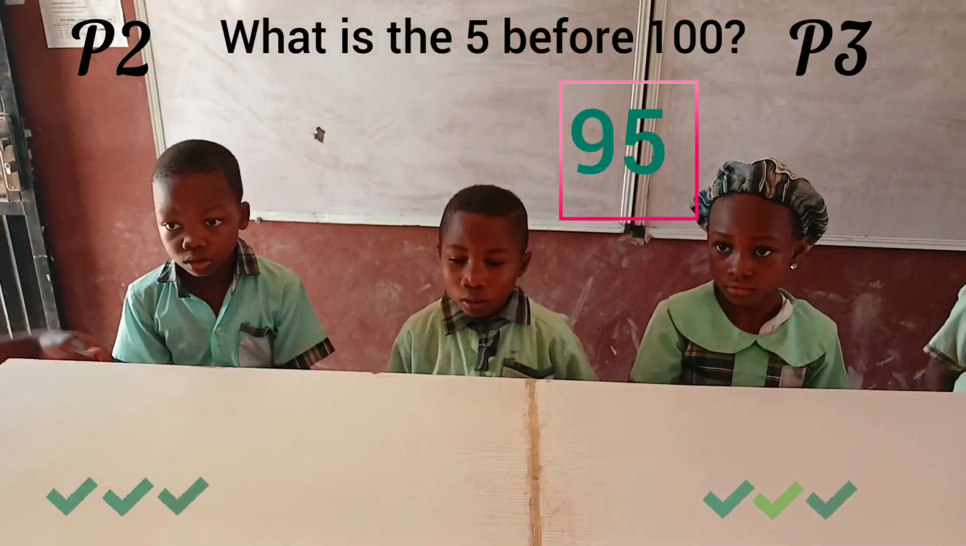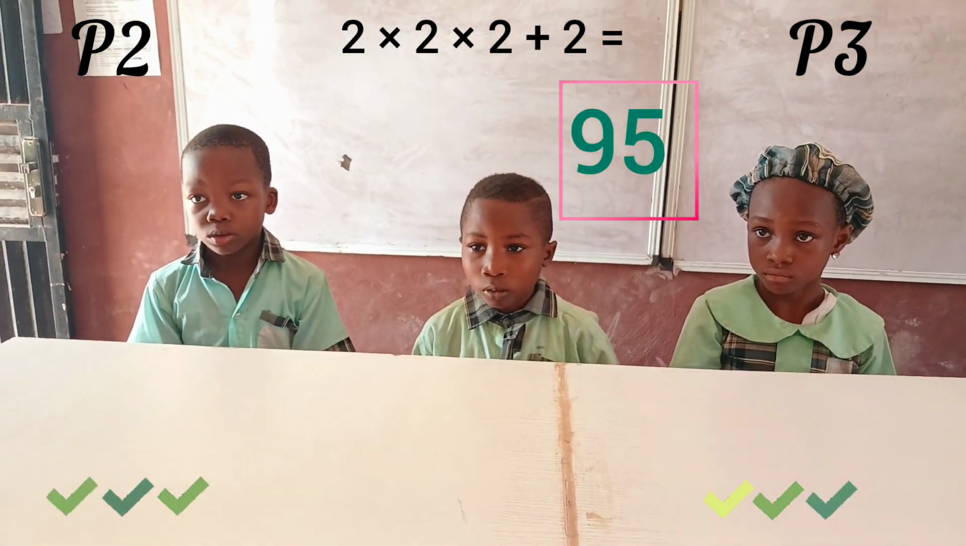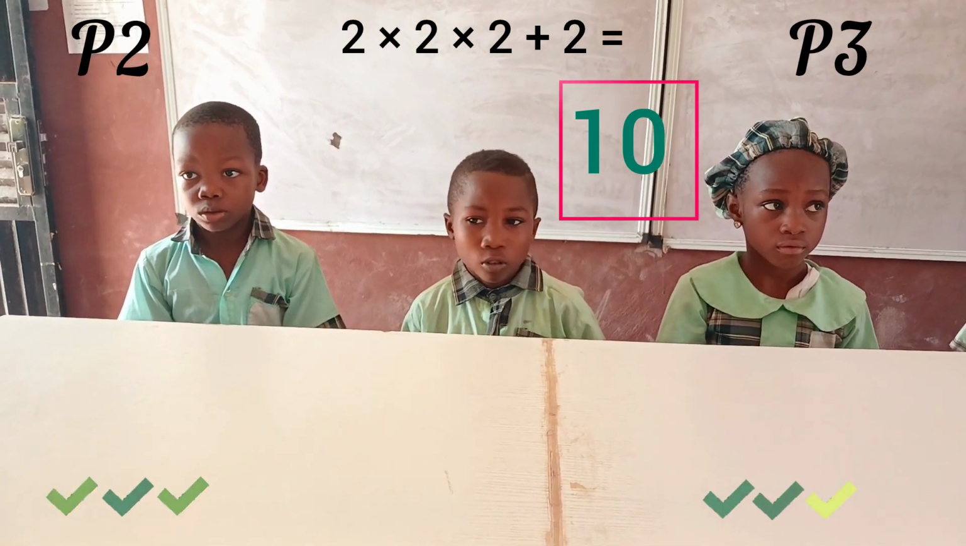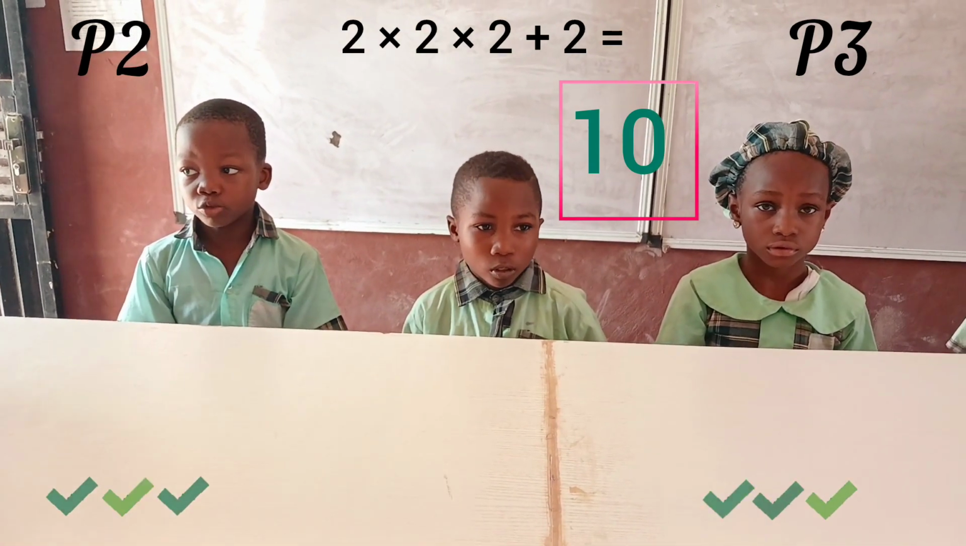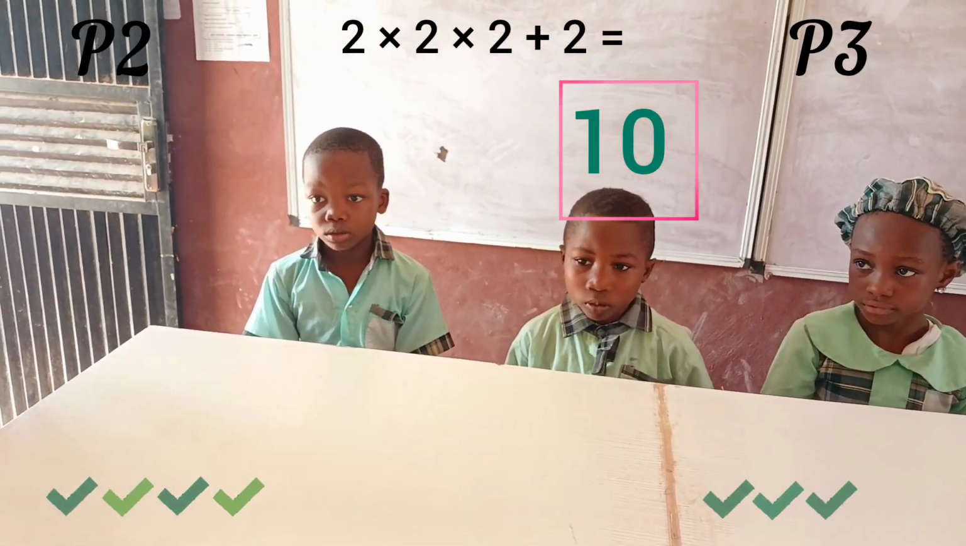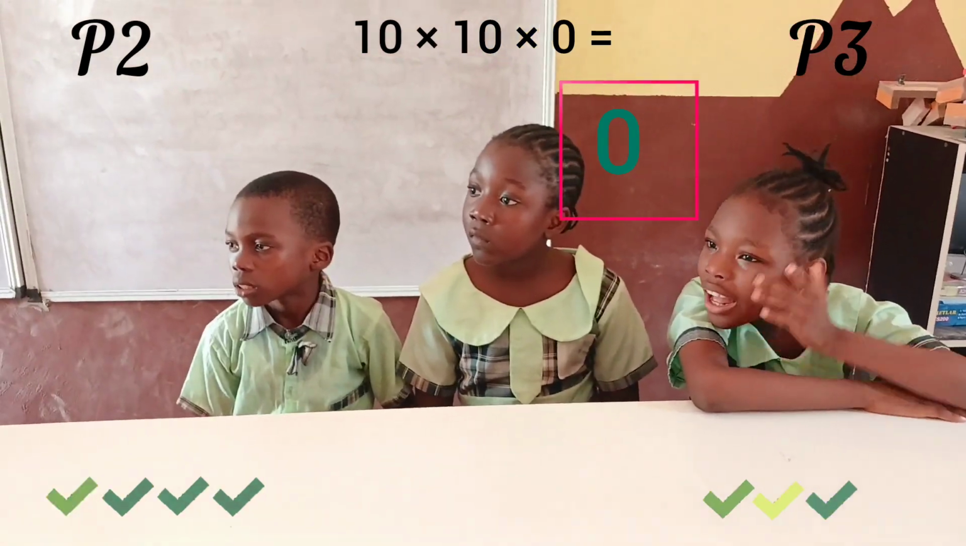25. 2 times 2 times 2 plus 2. Plus 2. Okay. Yes. What is 10 times 10 times 0? 0.